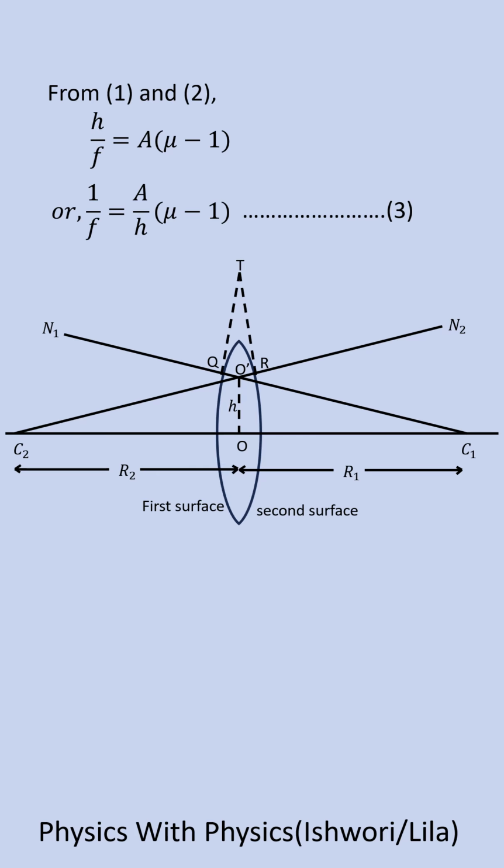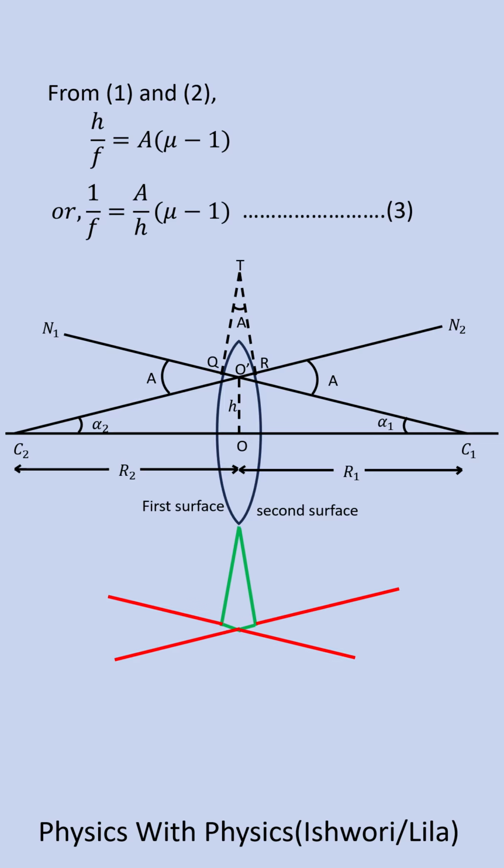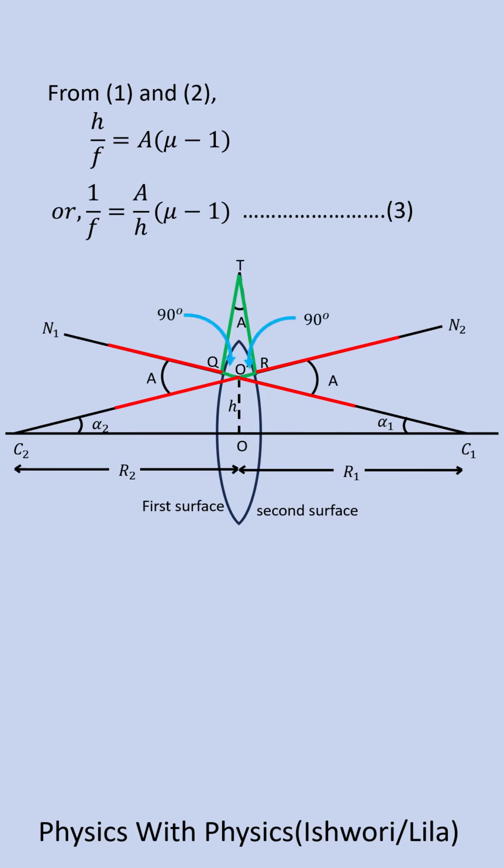C1N1 and C2N2 are normals to the surfaces at points Q and R. Let's say this angle is alpha 1 and this angle is alpha 2. This is equal to the angle of prism A. These two angles are also equal to A. How will we see this one? These two angles are 90 degrees, 90 degrees. This angle is 180 degrees minus A. This angle is 180 degrees minus (180 degrees minus A), which equals A.